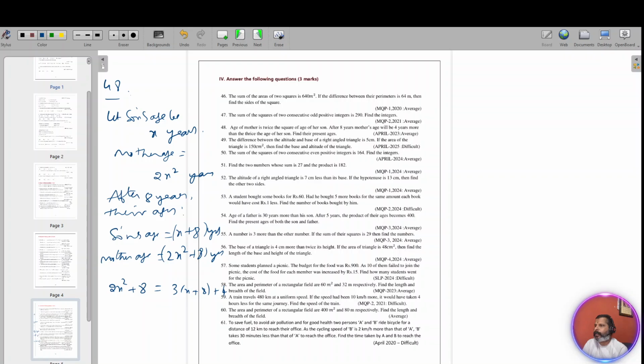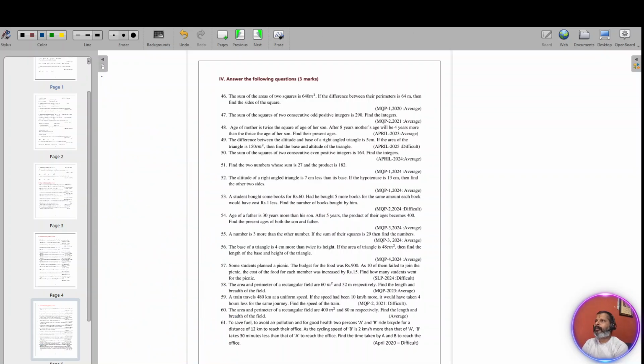Let's see. 2x square plus 8 is equal to 3x plus 24 plus 4, 28. I'll take it to the left side. 2x square minus 3x minus 28 will come, and plus 8 means minus 20 equal to 0. You solve this, find the x, that will be the son's age, and 2x square will be the mother's age. You have to do it yourself.